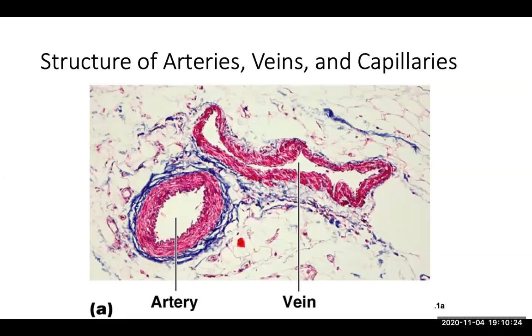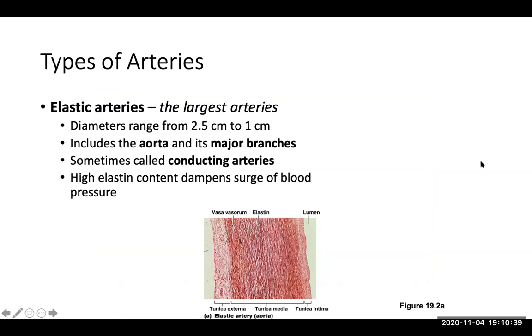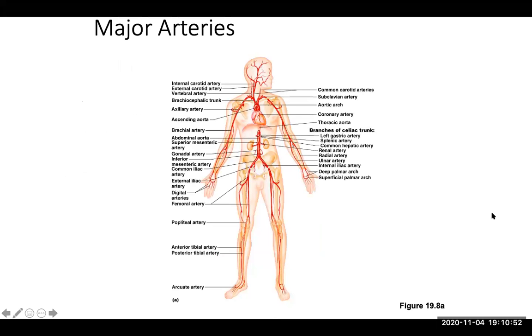Here are the structures of arteries, veins, and capillaries. You can see how arteries have the thicker tunica media muscular layer, and they are able to stay open by themselves, whereas veins have thinner tunics to them and can collapse much more easily. Elastic arteries are the largest. This includes the aorta and the major branches. They're called the conducting arteries, and they have a high elastin content, which will dampen or control the surge of blood pressure from the heart.